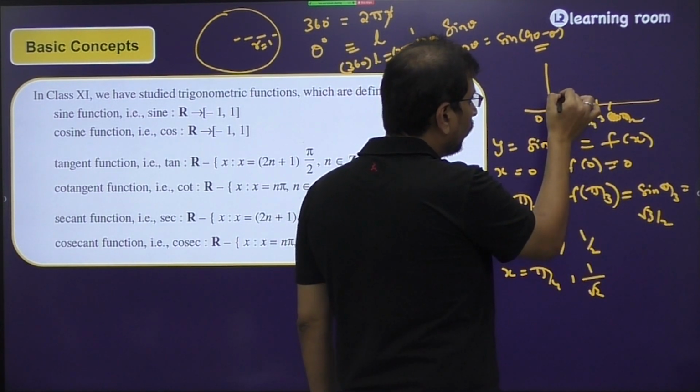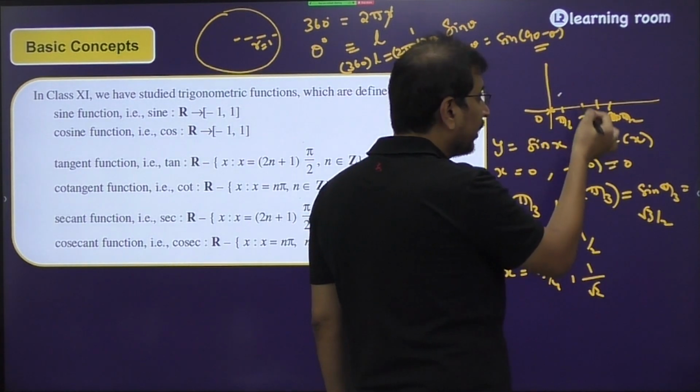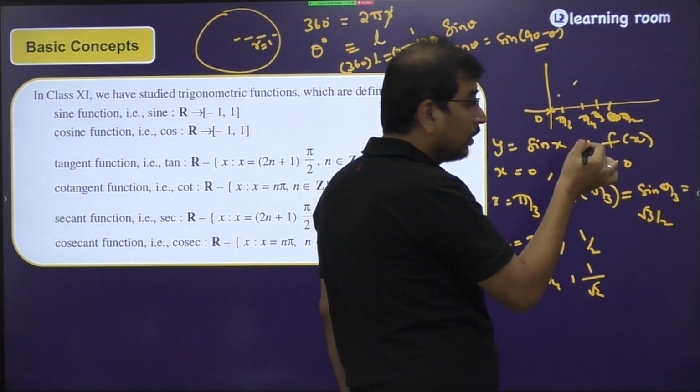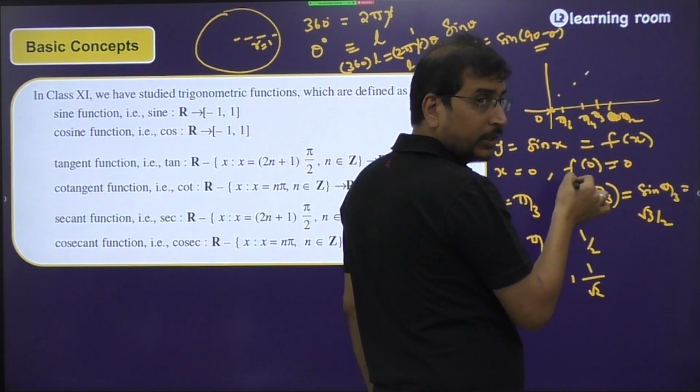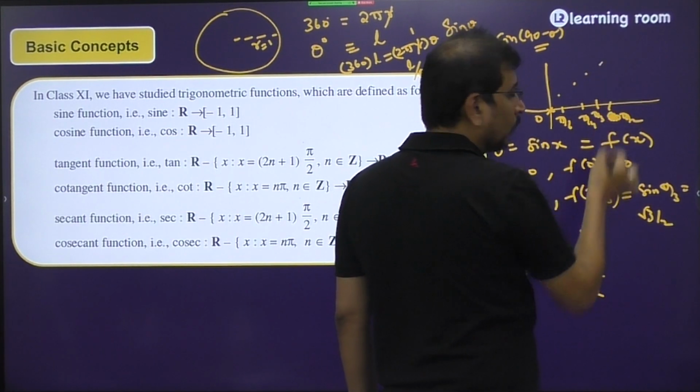At pi by 6, I am getting 1 by 2. After that, at pi by 4, I am getting 1 by root 2. Then at pi by 3, I am getting root 3 by 2. And at pi by 2, I am getting 1.